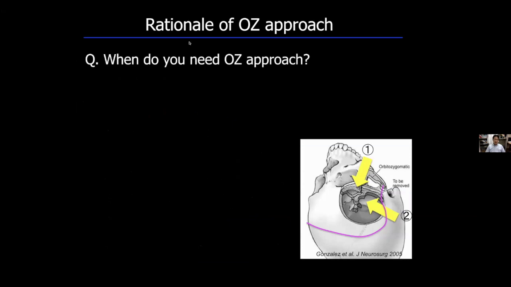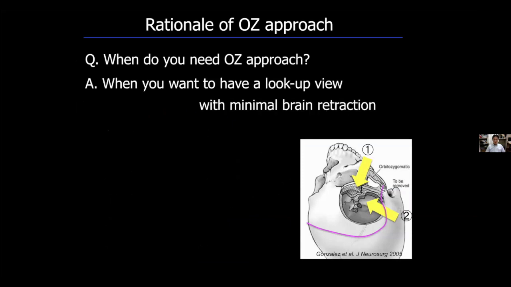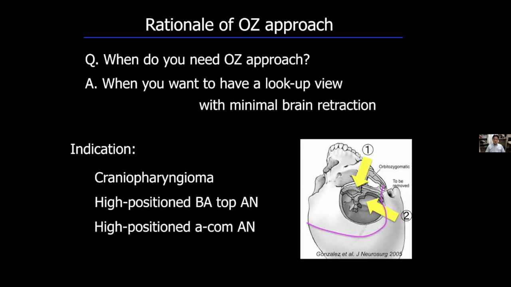Before I start the case presentation, let me begin with explaining the rationale of our orbital zygomatic approach. So the question is, when do you need the orbital zygomatic approach? My answer is when you want to have a look-up view with minimal brain retraction. So this is the orbital zygomatic direction. The indications include craniopharyngiomas, high-positioned basilar top aneurysms, or high-positioned ACOM aneurysms from a trigonal approach.